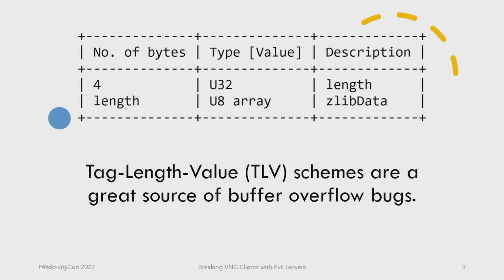For VNC, they have something called ZLRE encoding, a zlib-based encoding. And this is what you also see with the packet that is being sent over here, which is, of course, where one of the bugs could occur.